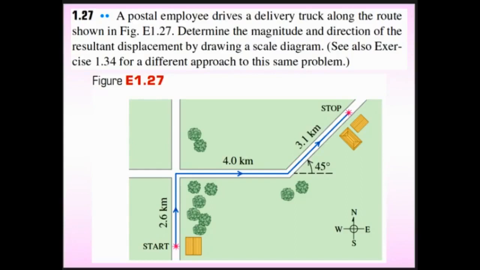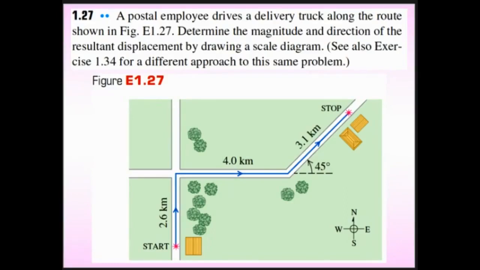Because you need to sketch a what? A diagram. It doesn't have to be to scale, but it needs to be a good diagram so your angles are not screwed up. Okay? So, how many vectors do I have here? 3.